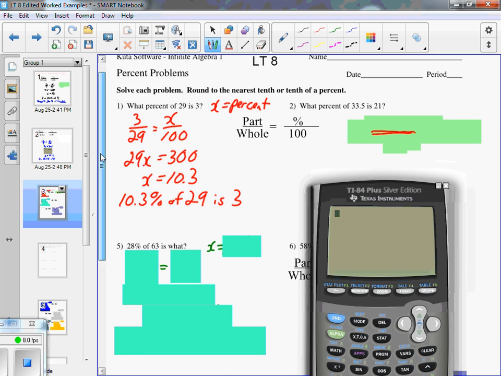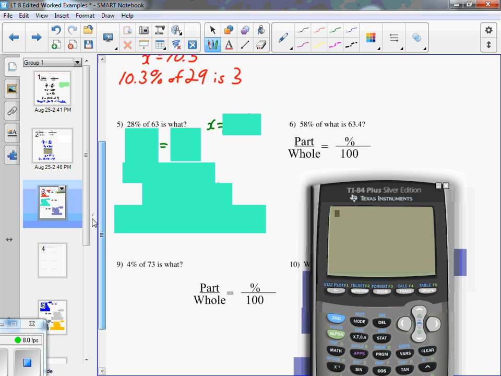Okay, let's do number 5 together. This time they say 28% of 63 is what? X isn't going to be percent anymore. 28 is the percent. So of 63 is what? Of 63. That tells you 63 is the whole, doesn't it? So X must be the part. It's the part that we're missing. They gave us the percent. When it says of 63, they're telling us there were 63 of them, whatever them is, test questions, whatever.